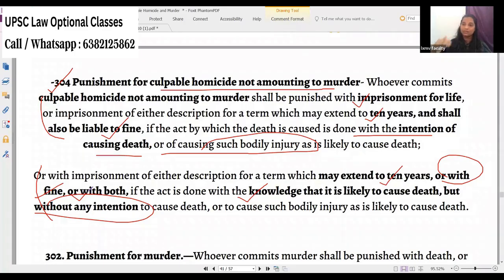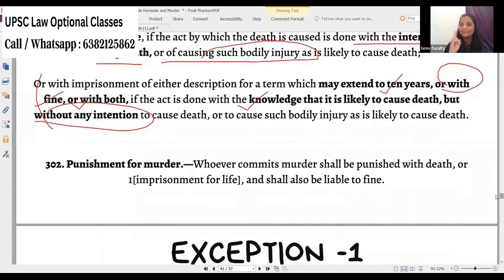Depending on the culpability, one can be given imprisonment for life. One can be given only a fine also. You see the range. But for culpable homicide, the court is not given the option to give the death penalty. So where can you give the death penalty? For first degree murders alone. That is the punishment for murder under section 302. Whoever commits murder shall be punished with death or imprisonment for life, and also fine.